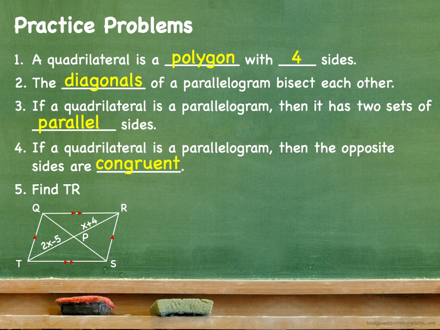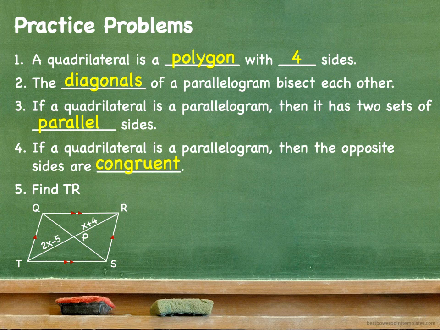Now, in this figure here, it says find the distance from T to R. So we are looking at just a parallelogram. See where we have two sets of parallel sides that are marked. Well, a parallelogram has diagonals that bisect each other. So TR has been bisected by QS.